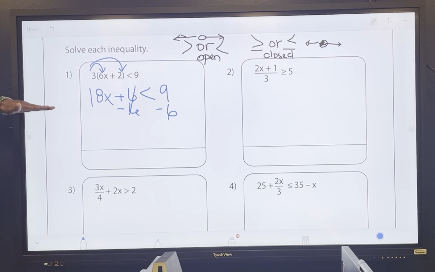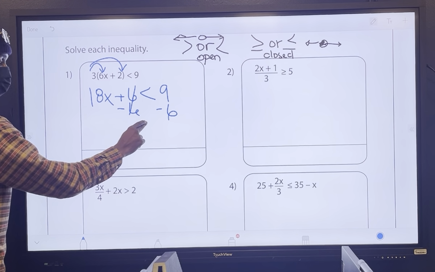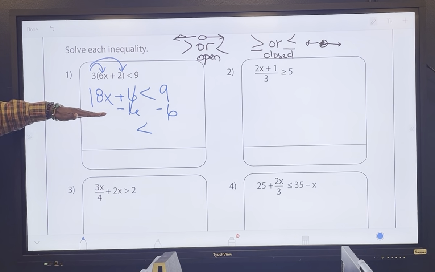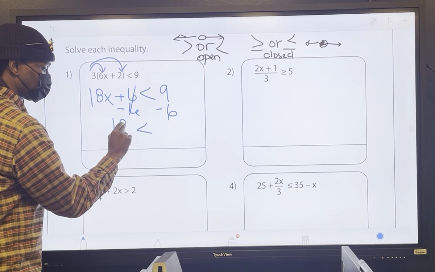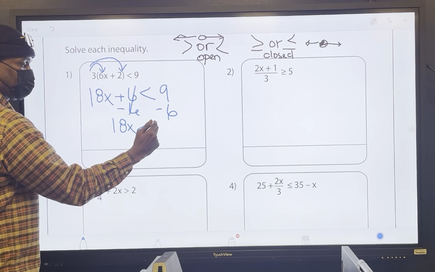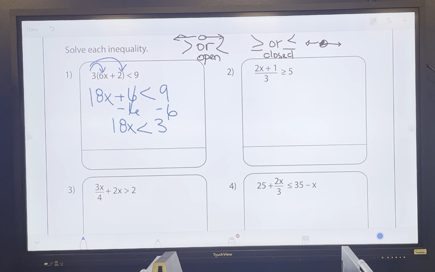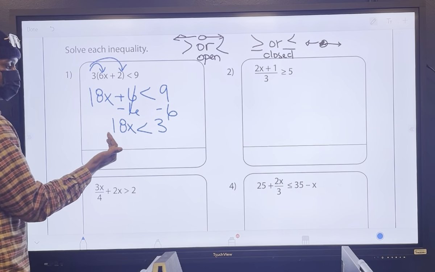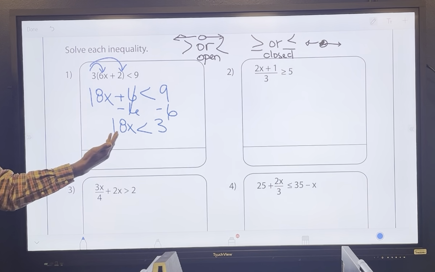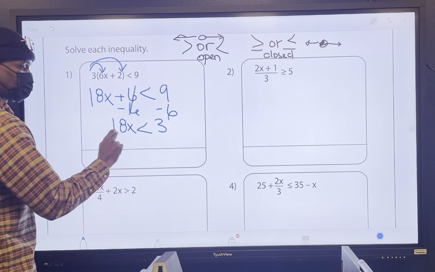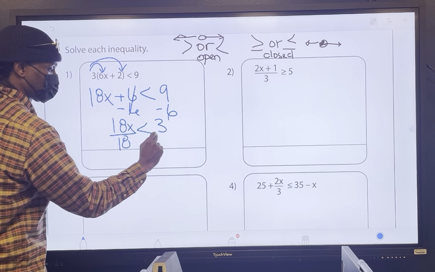What's remaining on the left side of the inequality? What's remaining on this side? 18x. And then on this side, you got your 9 minus 6, right? That's going to give you the 3. Now, what do you got to get rid of on both sides? If I'm multiplying to the x, what's the opposite operation? I have to divide that.